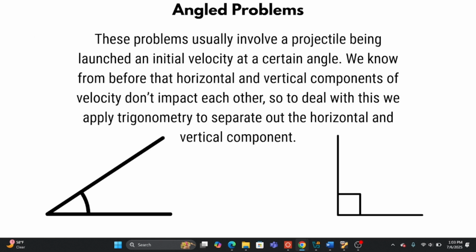So for angled problems, the problems usually involve a projectile being launched at an initial velocity at a certain specific angle. And we know from before that the horizontal and vertical components of velocity don't impact each other, right? And so to deal with this, we just apply trigonometry to separate out the horizontal and vertical components.